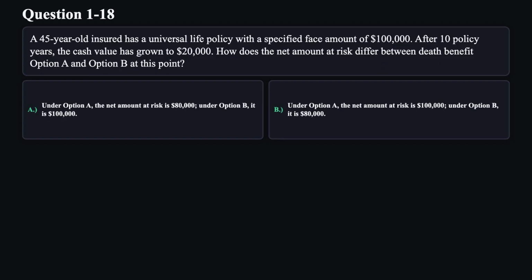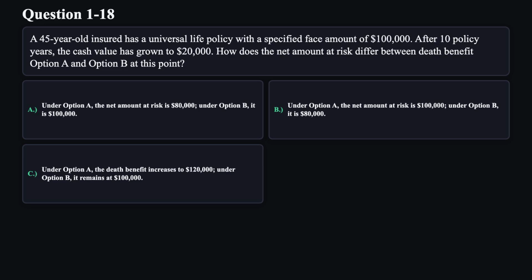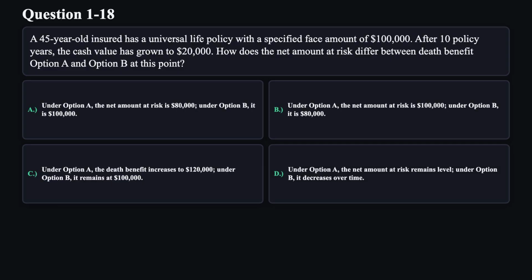B. Under option A, the net amount at risk is $100,000. Under option B, it is $80,000. C. Under option A, the death benefit increases to $120,000. Under option B, it remains at $100,000. D. Under option A, the net amount at risk remains level. Under option B, it decreases over time.